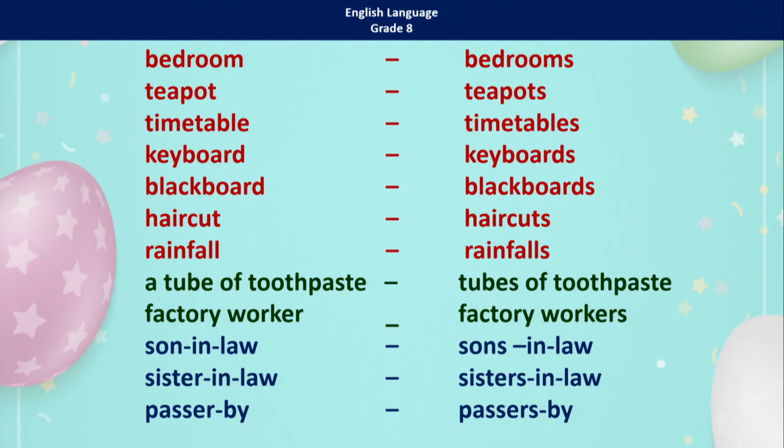A tube of toothpaste. Where are we going to add the S there? For the tube. Yes, tubes of toothpaste. Factory worker, factory workers. Son-in-law, sons-in-law. Sister-in-law, sisters-in-law. Passer-by, passers-by. Right, children? This is how we form the plural noun of compound nouns.